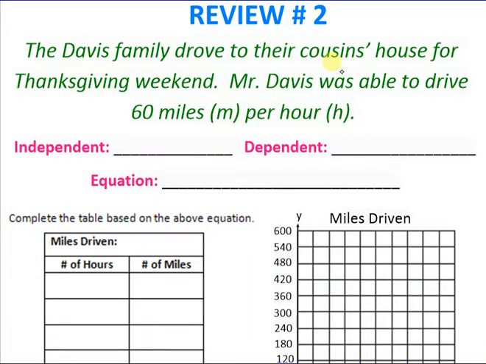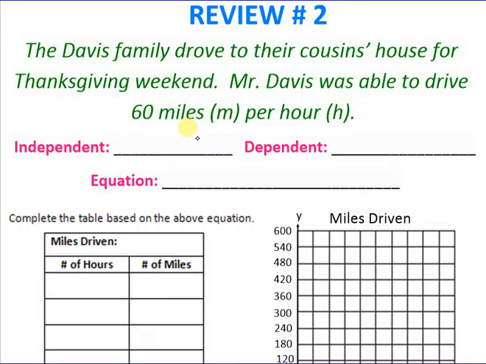The Davis family drove to their cousin's house for Thanksgiving weekend. Mr. Davis was able to drive 60 miles per hour. So first off, what's the independent and dependent variable and the equation? Here we have miles and hours. What's the independent and the dependent variable? Are the hours dependent on the miles, or are the miles dependent on the hours? So the hours are dependent on the miles.